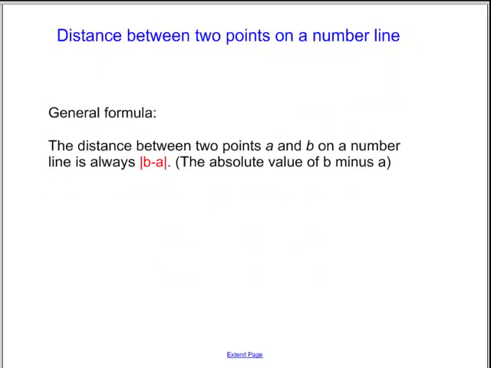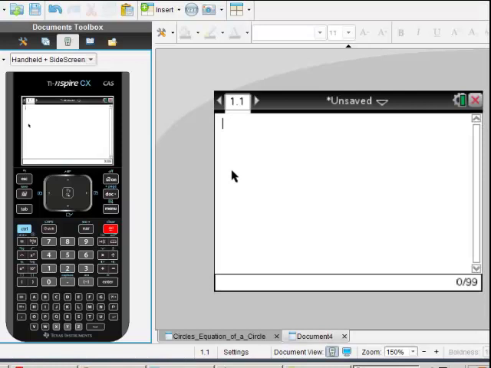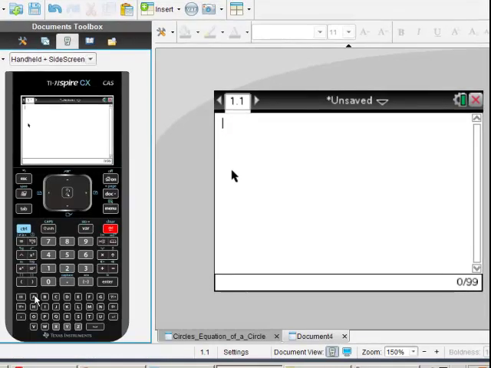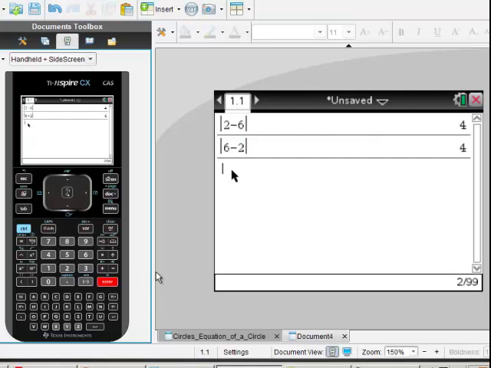There is a general formula that says the distance between 2 points, and we'll call them A and B, on a number line is always going to be the absolute value of B minus A. Remember, our first example was the distance between 2 and 6, so I'm going to take the absolute value of 2 minus 6, and that is going to be equal to 4. Also, the absolute value of 6 minus 2 is going to be the same thing. Either way, my distance between those 2 points is going to be 4.